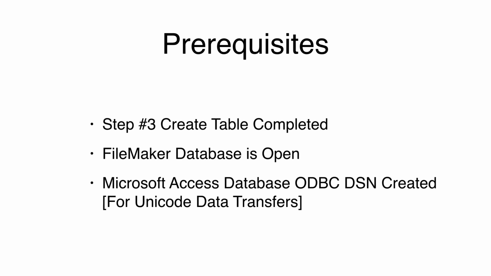If you are transferring Unicode data, then create an ODBC DSN for the Access database and hold down the Shift key when clicking the step number 4 button.